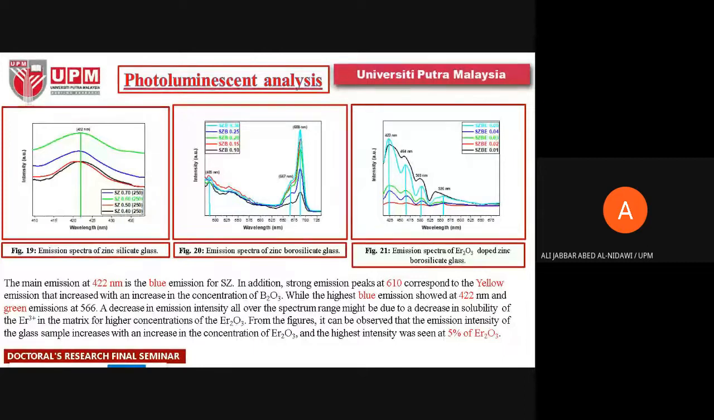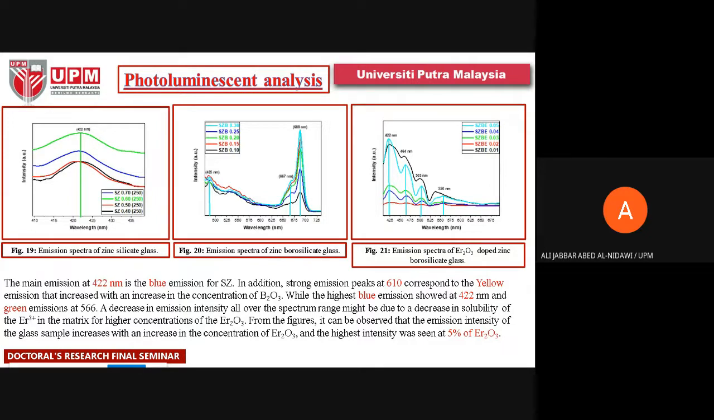The PL result. PL is a technique used in measuring the purity and the crystalline quality and the quantification of the amount of disorder present in the system. PL measurement usually depends on the local structure and electron configuration of the luminescence material. The main emission is 422 for the zinc silicate, which is the blue emission.